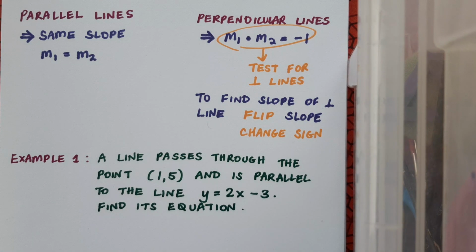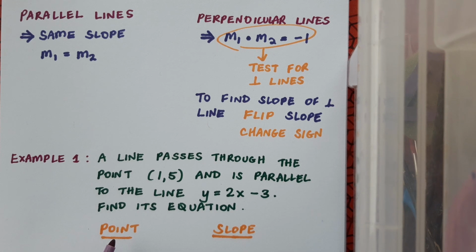So my example is that a line passes through the point 1, 5 and is parallel to the line y equals 2x minus 3, and I want to find that line's equation. Well, don't forget, to find the equation of a line, there's two things that I need. And those two things are a point and a slope. So if I look at the question carefully, I should be able to glean enough information to actually find these two things.